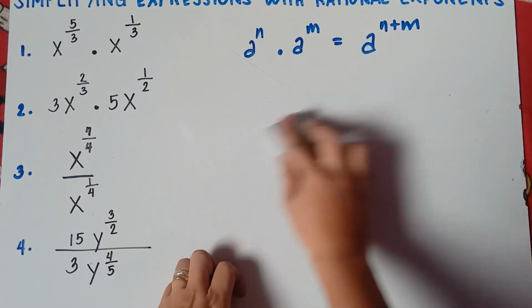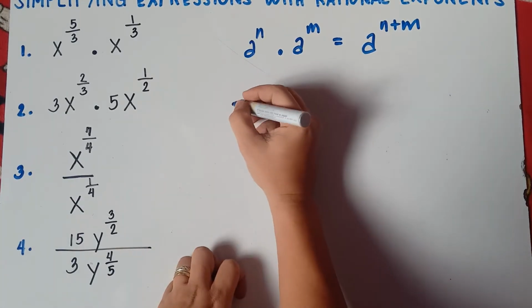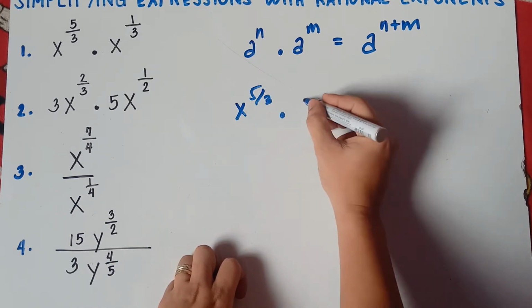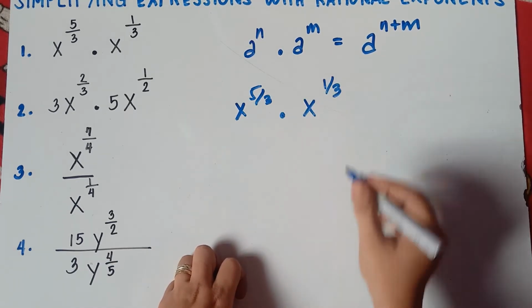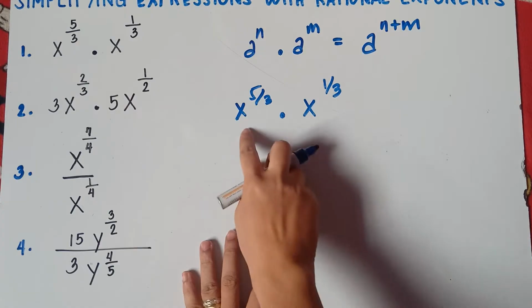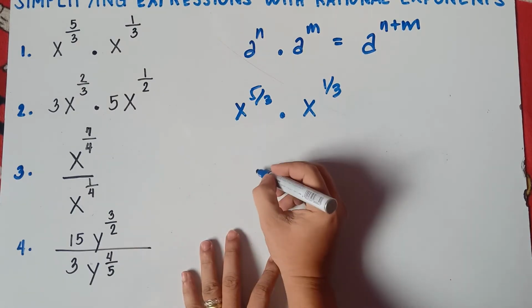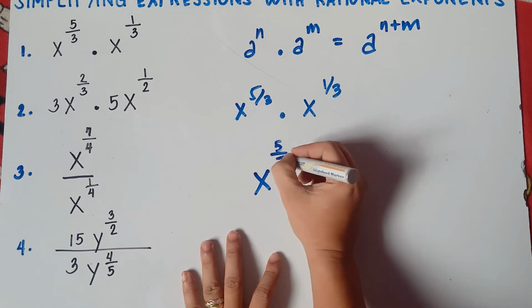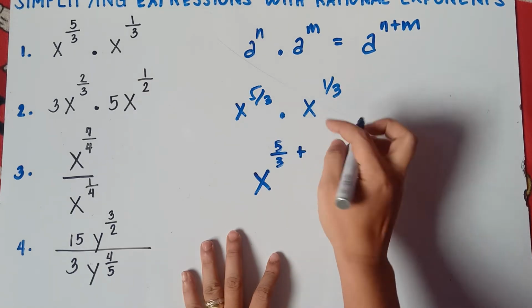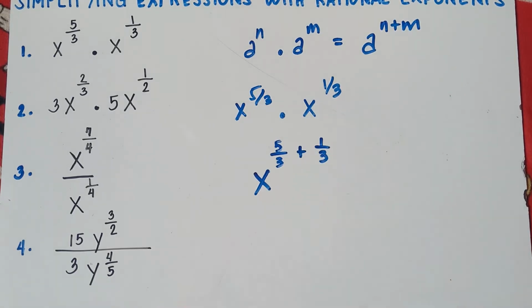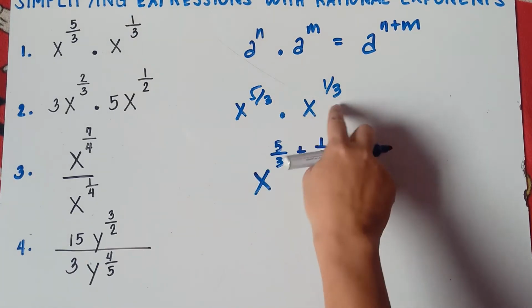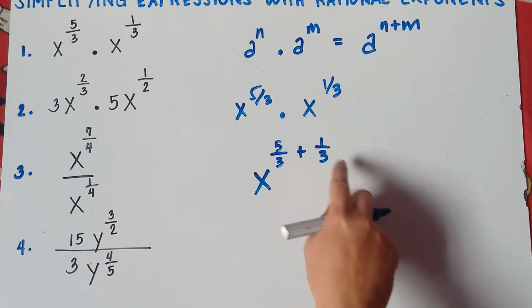So let's answer number 1. We have x raised to the power of 5/3 multiplied by x raised to the power of 1/3. The thing that we will do is copy x, then we will add the exponents 5/3 plus 1/3. Once again, same base, which is x, copy x, then add the exponents 5/3 plus 1/3.